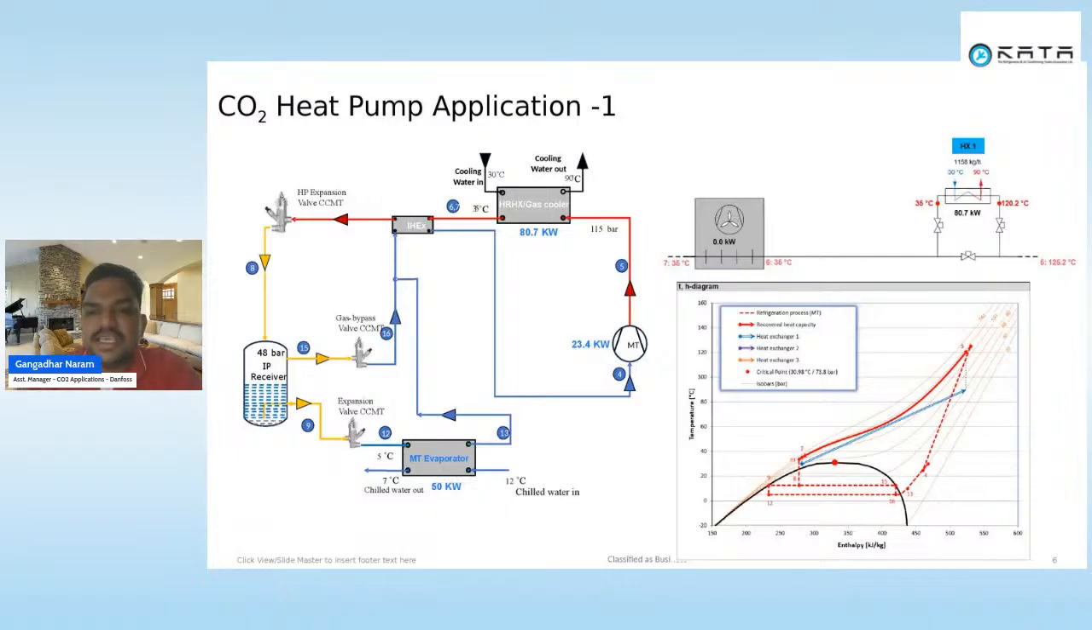If you can see here, the 120-degree temperature, we are cooling down the CO2 to nearly 35 degrees centigrade. So this is the condition where the inlet temperature is 120 degrees centigrade and the outlet temperature is 35 degrees centigrade on one side of the heat exchanger. On the other side of the heat exchanger, I am using water.